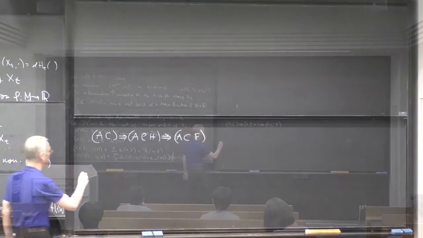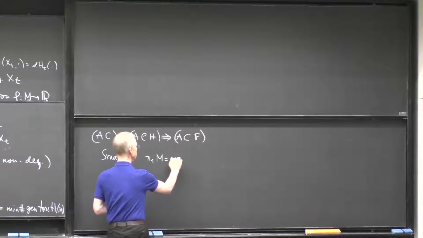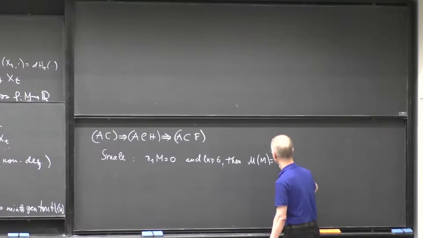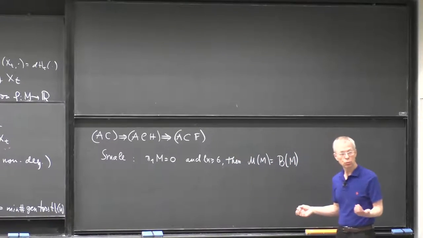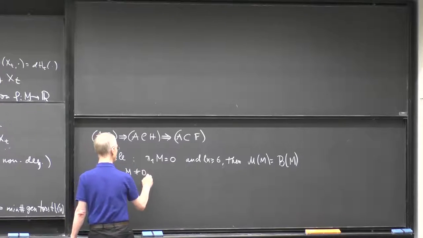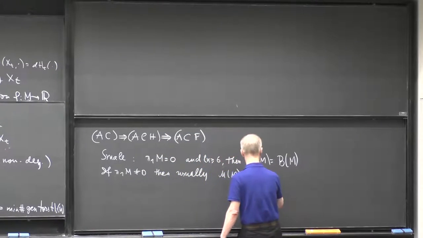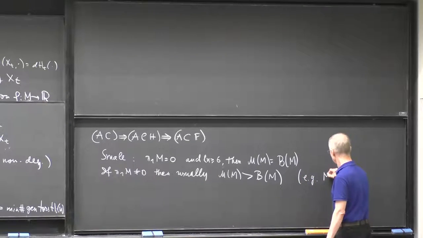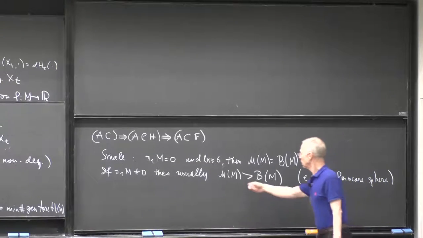There is something positive in this direction. There is a classical result by Smale, which says that if pi 1 is equal to 0 and 2n is more than 6, then the Morse number is equal to this B of M. But if the fundamental group is not 0, then usually this thing is more than that. Usually, I mean that there are a lot of manifolds like this. For example, for the Poincaré sphere, it is well known that we have strict inequality.